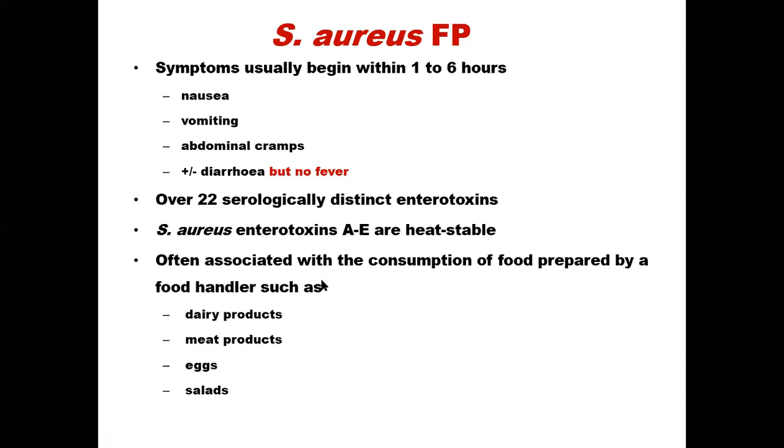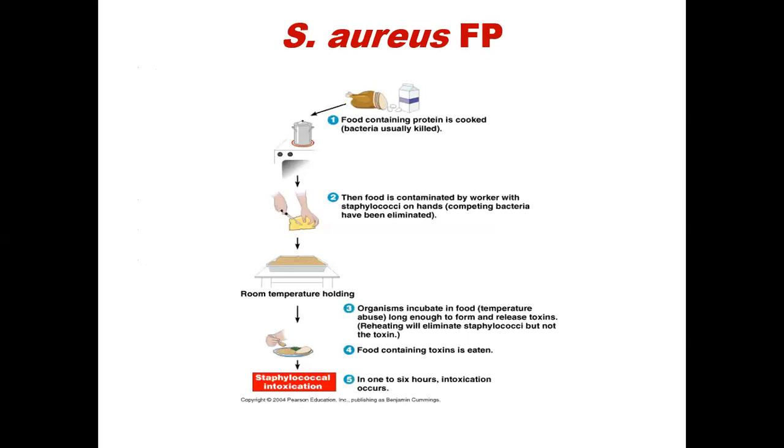There are different forms of enterotoxins. You have enterotoxins A to E, which are regarded as heat-stable toxins. Now, food products that have a high protein content are usually associated with Staph aureus food poisoning.